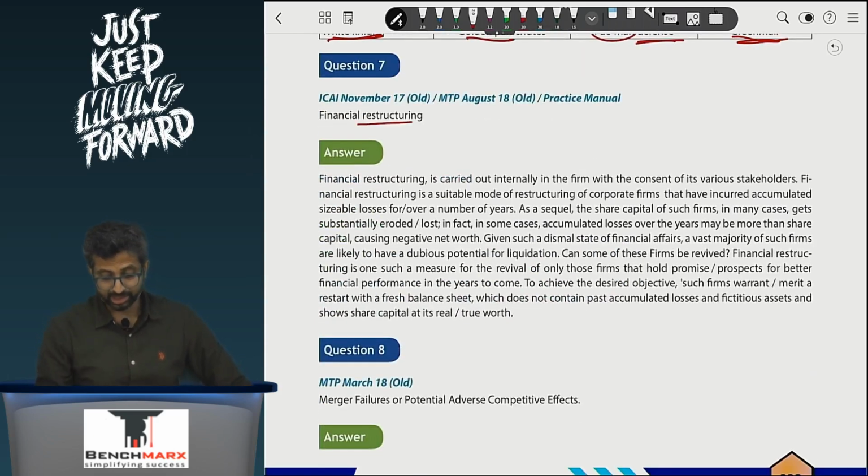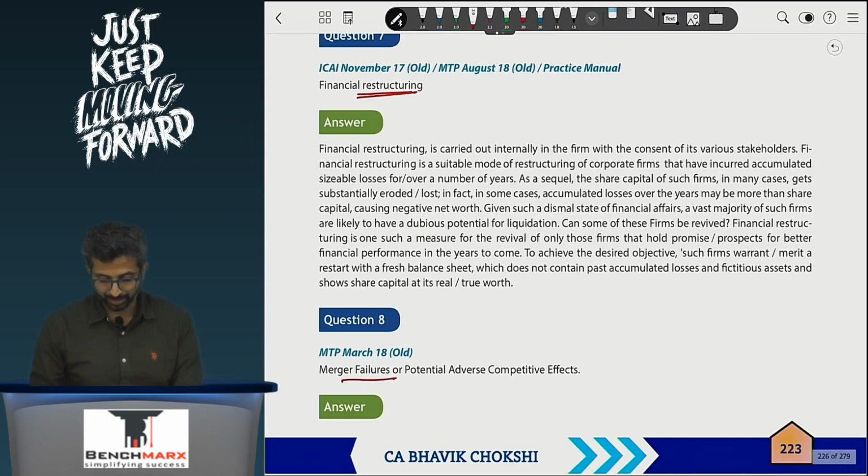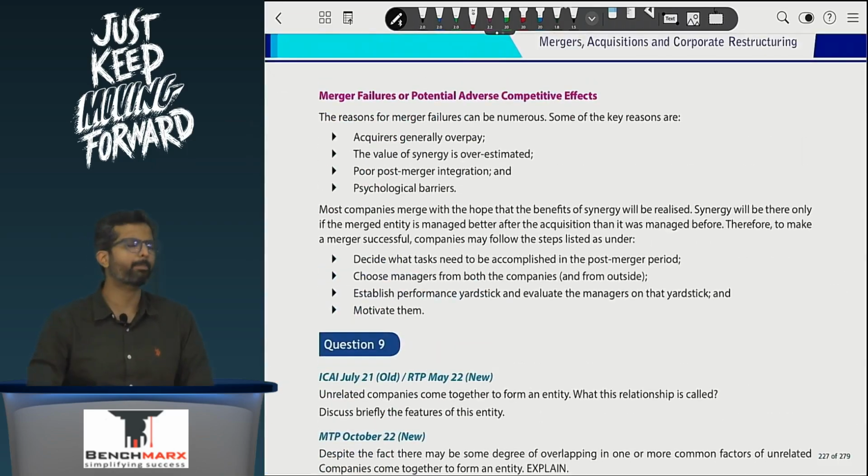Financial restructuring, yeah, this is nothing but internal reconstruction. In your CA inter, you studied internal reconstruction, you come up with a scheme with your lenders, with court, with shareholders, where you restructure, try to write off the losses. And you do the restructuring so that you clean up your balance sheet, remove the losses, etc. from your balance sheet.